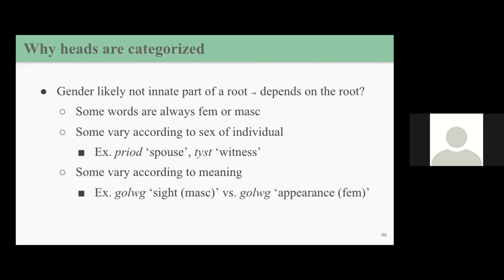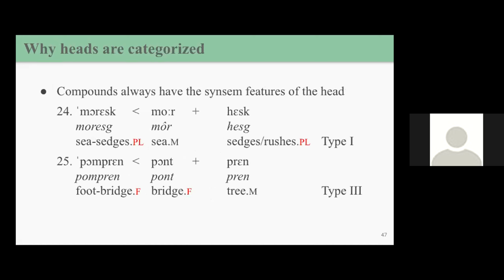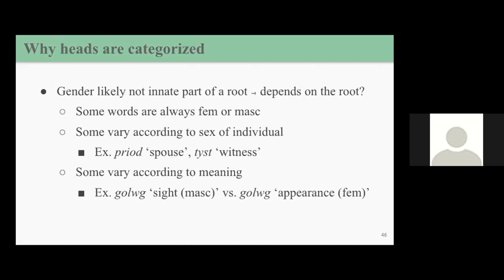because of my evidence for why heads are categorized, which is that gender is not an innate part of the root. Some roots are always masculine or feminine, but you also get variation. But compounds always... Can you go back? Sorry, what is this? So if you have a word meaning spouse, if you're talking about a man, this word is masculine. If you're talking about a woman, the word is feminine. Can you give an example that has an adjective in there so that we can see the difference? Okay, that makes sense.